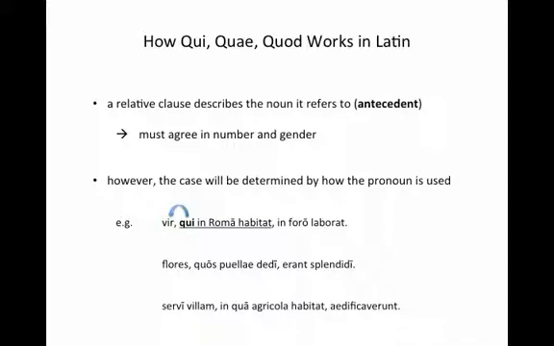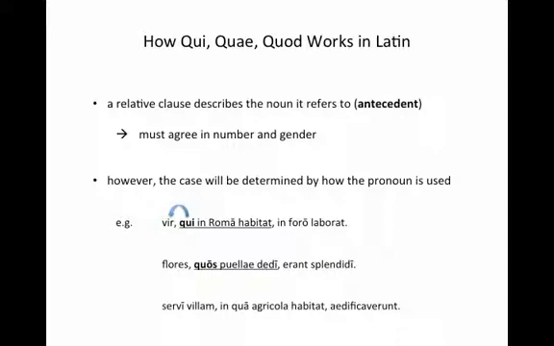Now let's look at our second example. "Flores quos puellae dedi erant splendidi." So our first step, as always, is to find our form of qui, quae, quod. Here we have quos, and find the phrase in which it is contained. So it's "quos puellae dedi," from our relative pronoun to our first verb. It's clear in this sentence that quos is acting as our direct object because it's in the accusative plural. And so our subordinate clause translates as "which I gave to the girl."